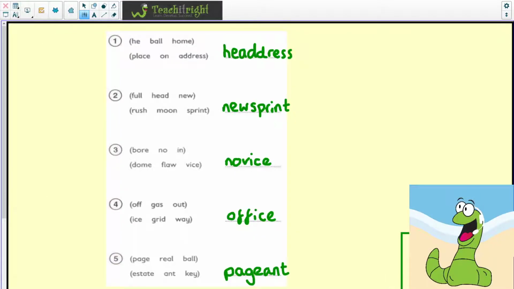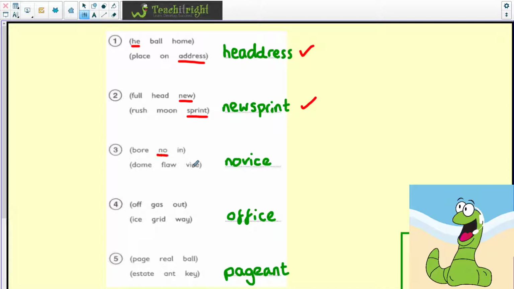So let's have a little look. What have we got? We've got head and dress, so it's taking head and address. If you put those together, you make headdress. Then we've got newsprint, so new and sprint.